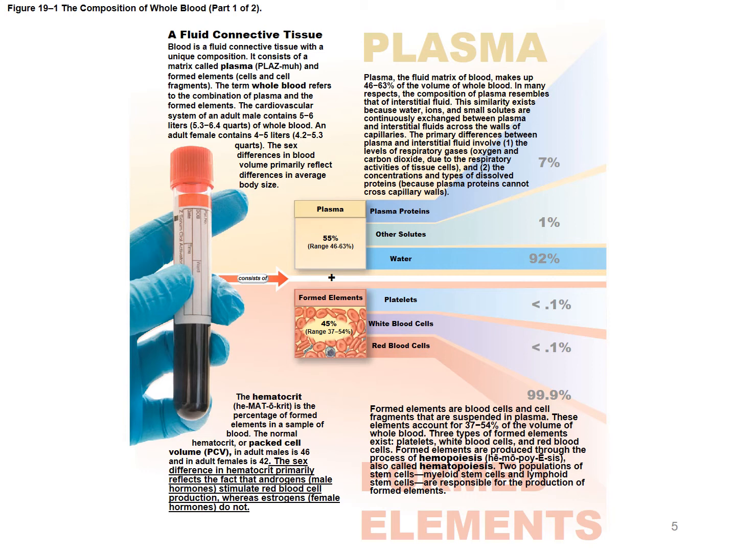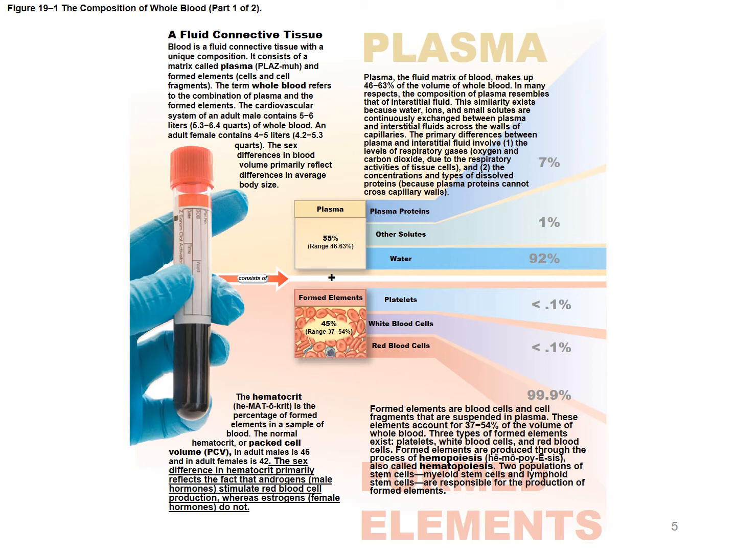The sex difference between males and females is going to be because of androgens. Androgens will actually stimulate red blood cell production. Estrogens do not. So males are going to have a higher hematocrit than females because they have a higher proportion of androgens within their system.